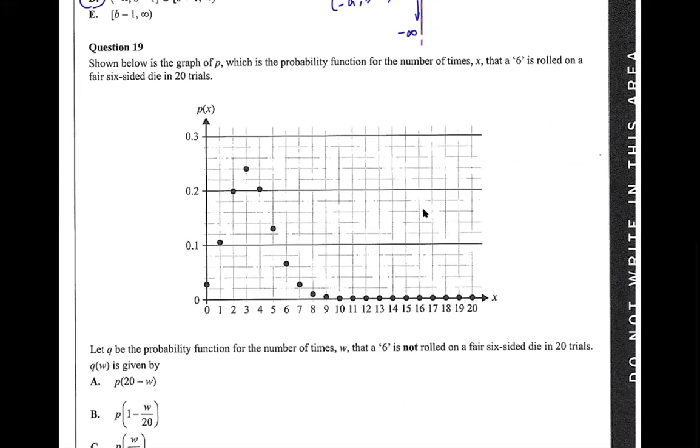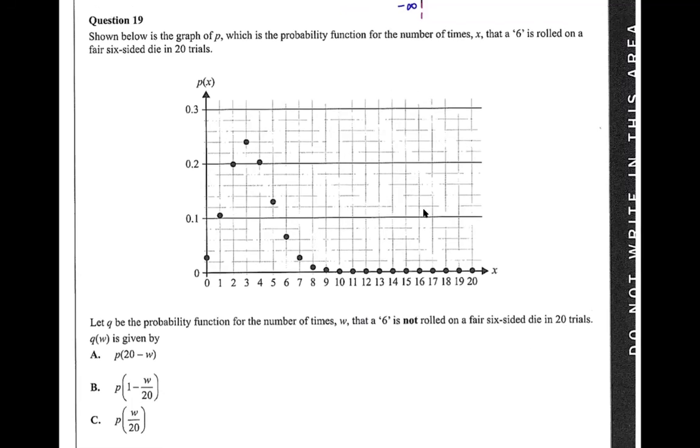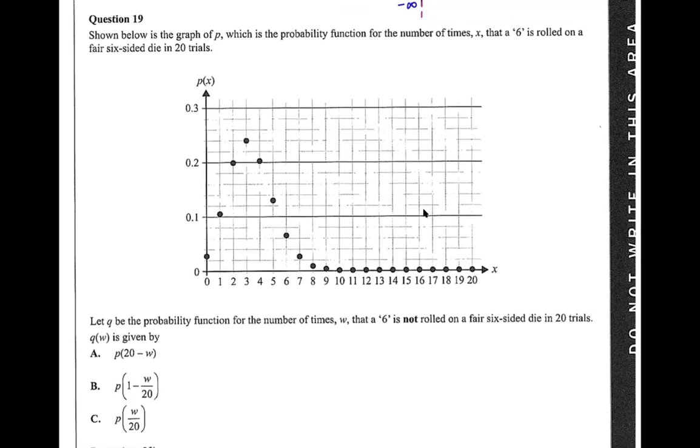Question 19 has proven the second difficult question in this paper, the second most difficult multiple choice question out of the 20 multiple choice questions. The hardest question was question 20. But if you realize the pattern, it will not be difficult at all. First of all, a 6 is rolled on a fair 6-sided die in 20 trials.